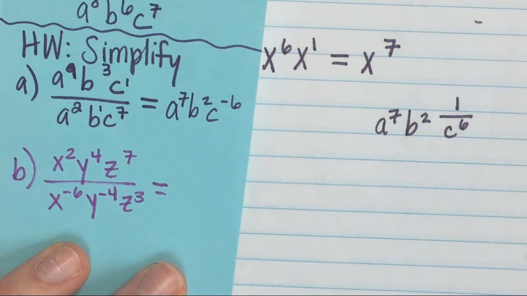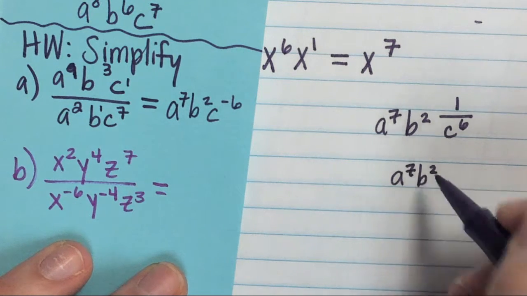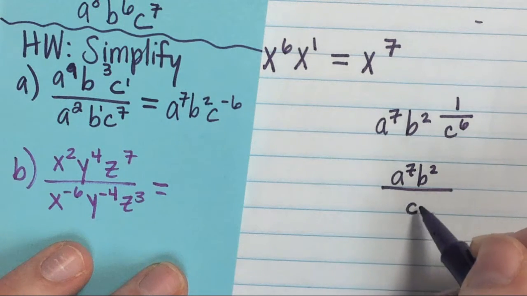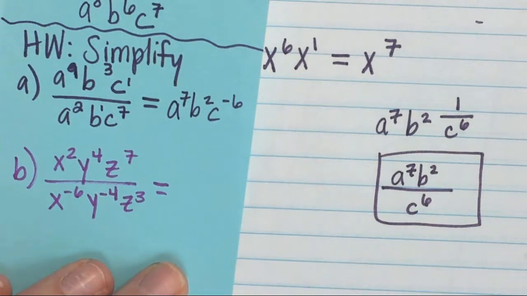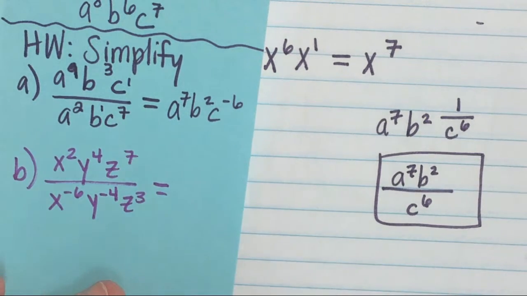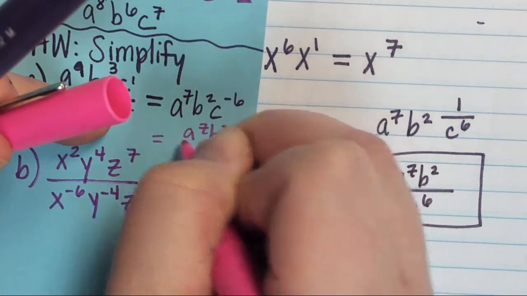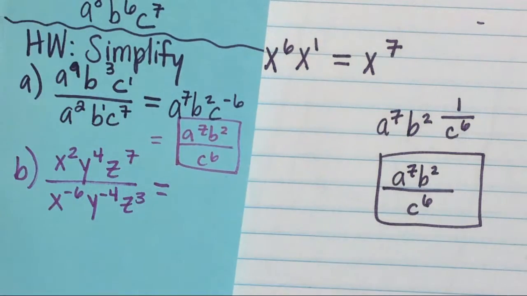However, that's not the answer I'm going to write in my booklet. Wouldn't it be prettier if we had a to the 7th b squared? They're in the numerator. They're not in trouble. They can stay on top. C to the 6th in the bottom. That would be a prettier, better answer. If you did not have that prettier, better answer, please add that in now. So, a to the 7th b squared all divided by c to the 6th. That is the answer we're looking for. One giant fraction.